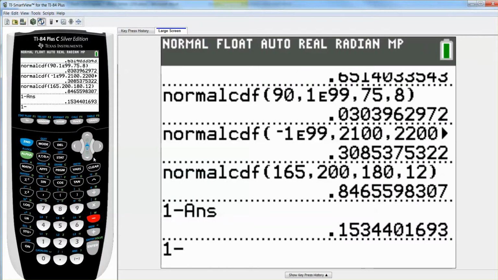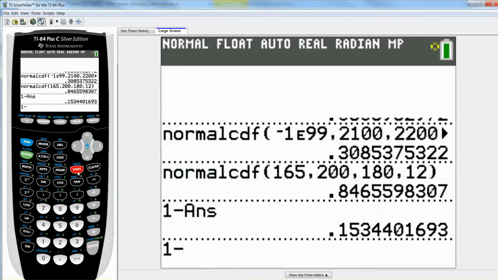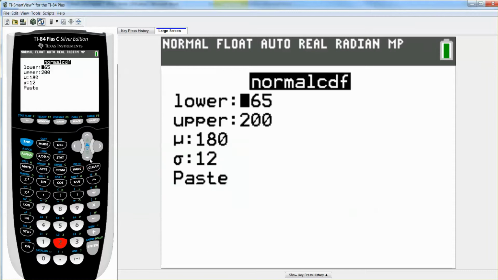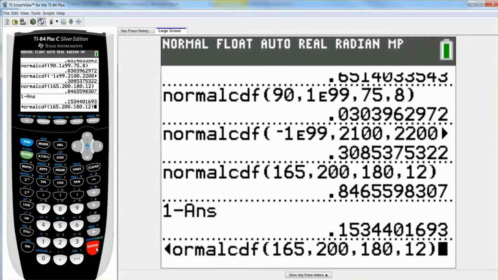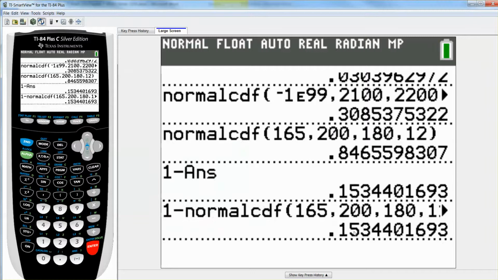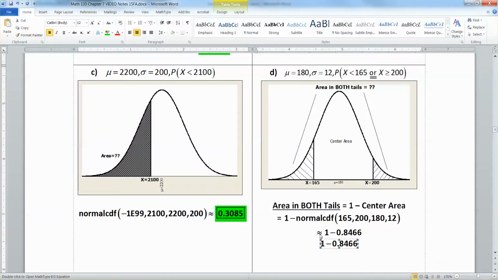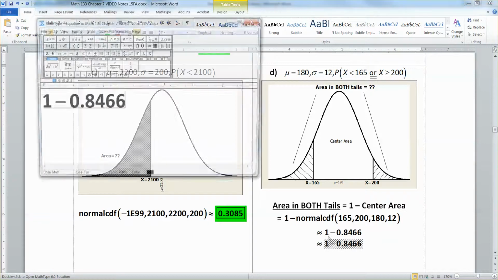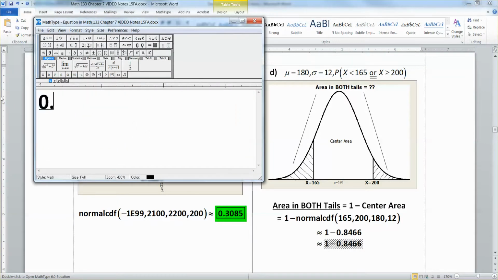Also remember, you can actually do it all at once. You can type 1 minus, then go to the distribution, normal CDF, type all those values in, and it'll find it all at once. Right? So you don't have to do it in separate parts if you don't want to, but you can if you feel like it. So it's 0.1534. There we have it.